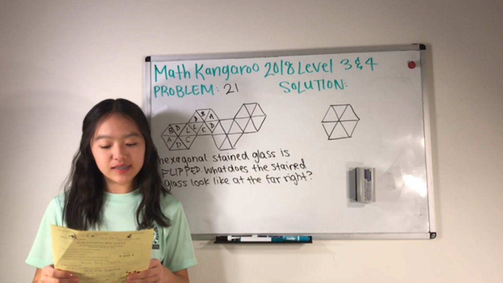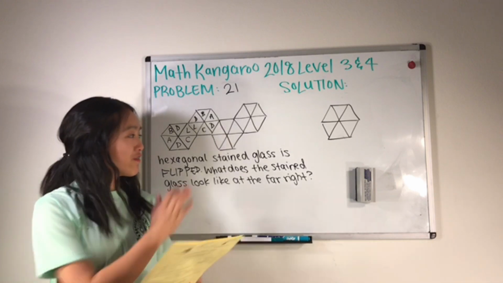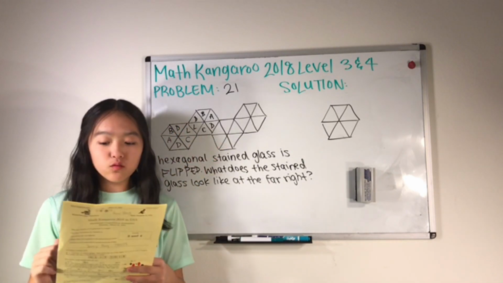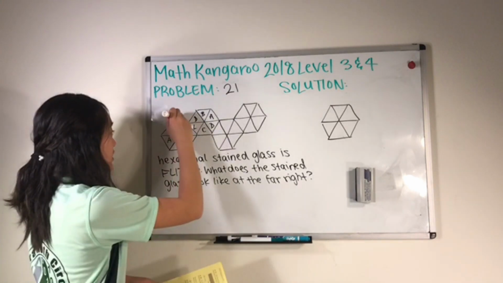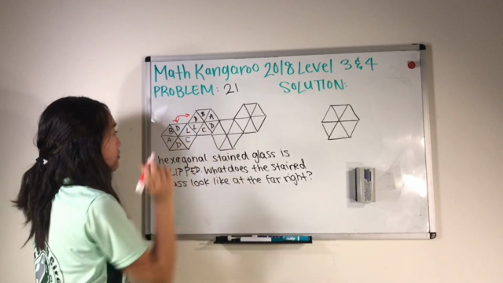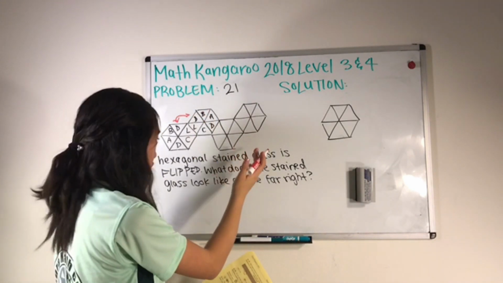Problem number 21 says, the hexagonal stained glass tile is flipped. One of the flips is shown. What does the stained glass tile look like at the far right? So this is one of our flips. And the main key to this problem is logically figuring out how you're going to flip it across.